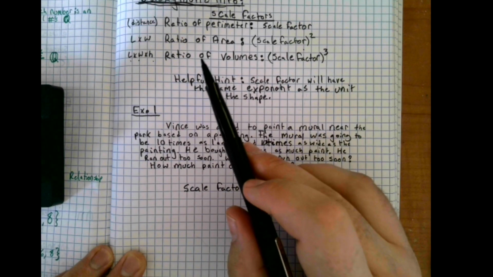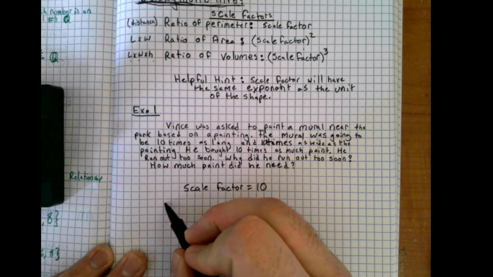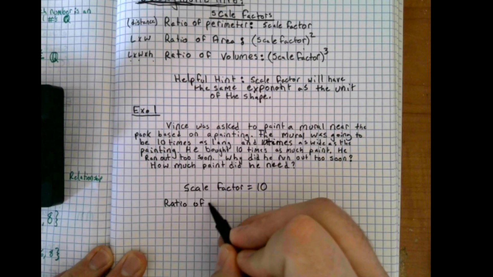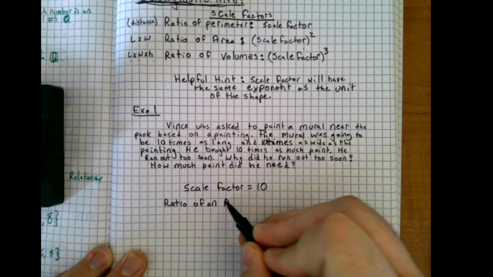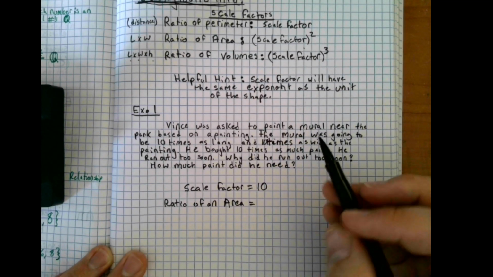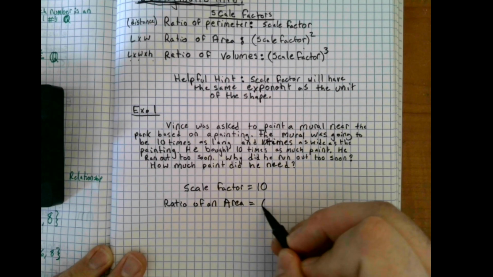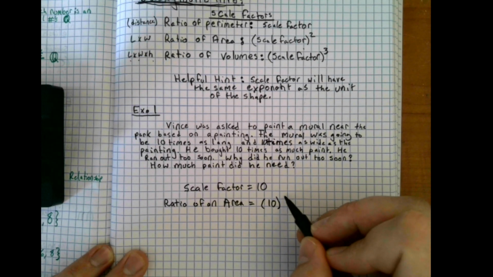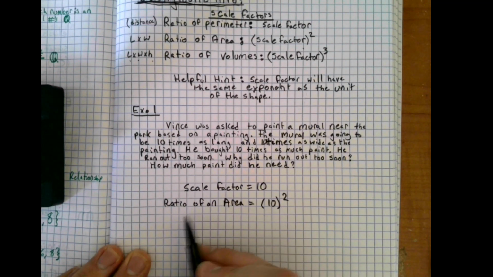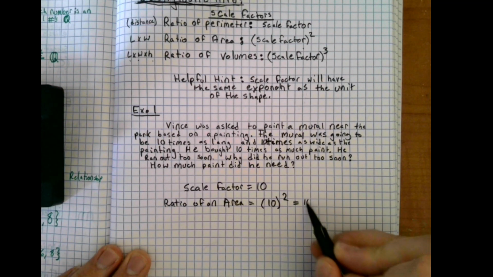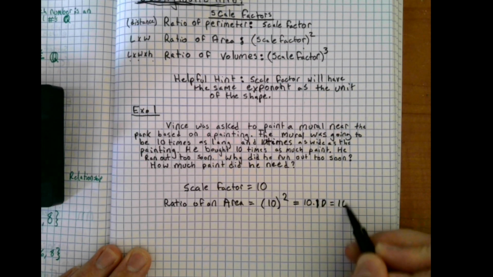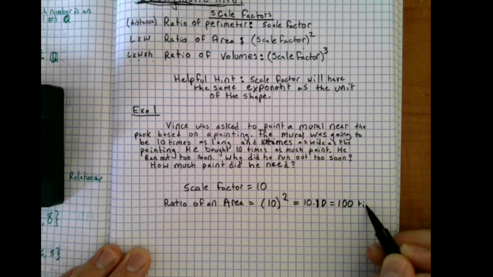But we're talking about a ratio of an area. The area of the smaller painting to the area of the mural. So we're going to have to do 10 squared. So when we find that out, 10 squared is 10 times 10, or 100 times.